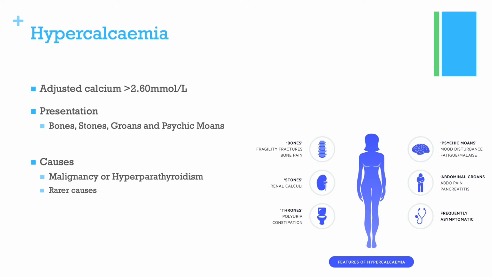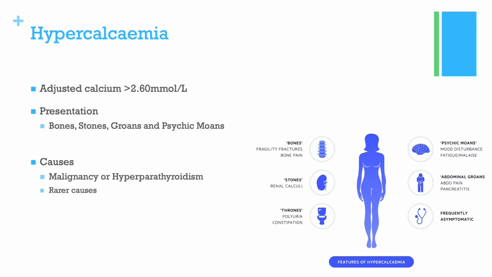Bones represents things like osteoporosis, so increased osteolysis. If those osteoclasts are working in overdrive, with increased bone resorption, you're left with reduced mineral density of your bones. That leads to osteoporosis, and you can subsequently get osteoporotic or fragility fractures.